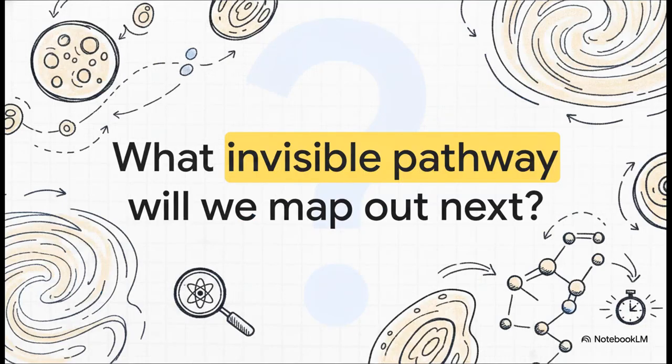So from mapping the metabolism of a single cell to tracing global ocean currents over millions of years, to capturing the split-second charge transfer of a CO2 molecule, the ability to track the invisible has fundamentally transformed science. It leaves us with a pretty fascinating question to close on. Now that we have automated discovery and time-resolved tools to wiretap the very building blocks of nature, what invisible pathway will we map out next? Keep your curiosity focused on the atomic world, and thanks so much for joining me for this explainer.